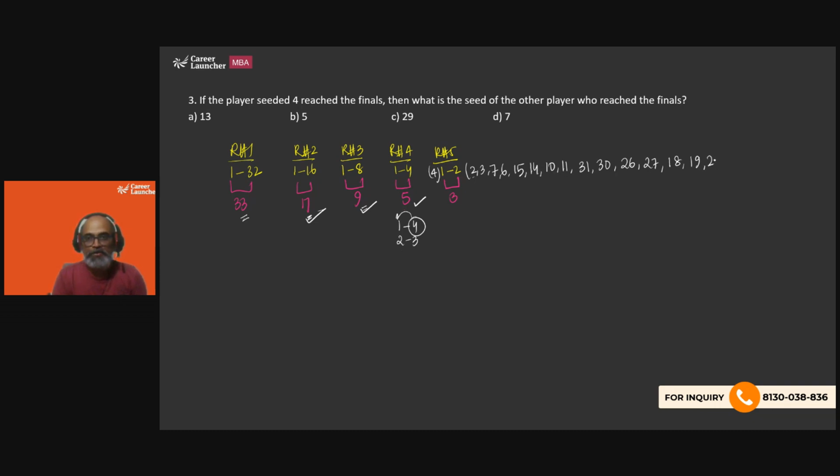10 plus what is 33? It's 23. 11 plus what is 33? It's 22. And 31 plus what is 33? 2. So basically, out of 32 players, these are the 16 players who can face seed number 4. Now, if we look at the options, seed number 7 exists. That's the only seed that exists. So when you want to backtrack, the sum of the ranks is very helpful.